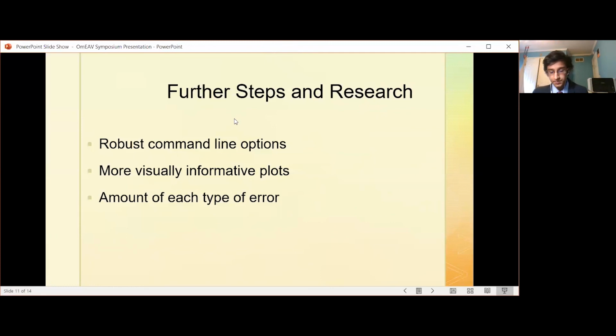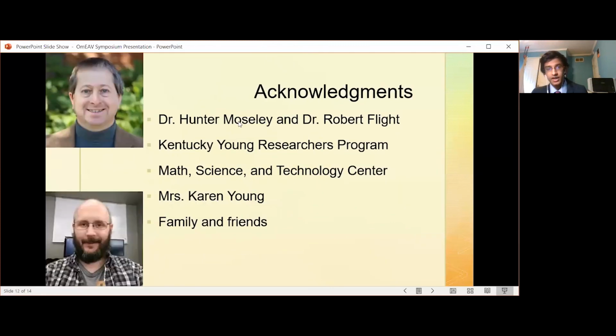And so that's what I'm working on right now, to give numbers specifically on how much of each type of error there is. So I'd like to quickly acknowledge Dr. Hunter Mosley and Dr. Robert Flight. When I joined the Mosley Bioinformatics Lab, I knew very little. They taught me a lot, starting from just the Linux OS to virtual machines to learning Python from scratch. And I was able to do all of this thanks to them.